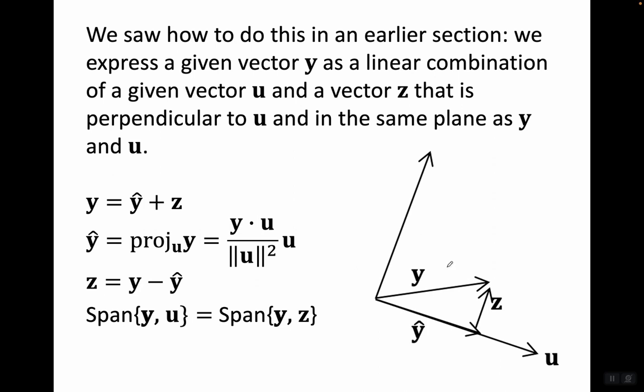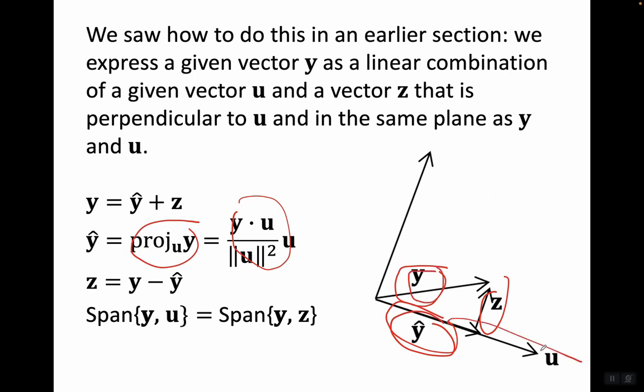So here we have y is y hat plus z, where y hat is the projection of y onto u. Here would be the formula for that. It's the projection of y onto u. That's going to be this y hat. Z is then going to be y minus y hat, so that the span of y and u is going to be the same as the span of y and z, because y is a linear combination of u and z.